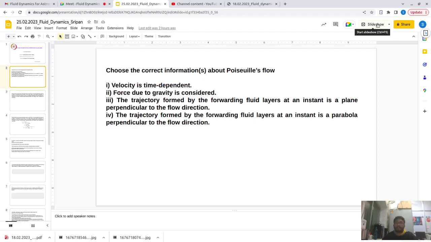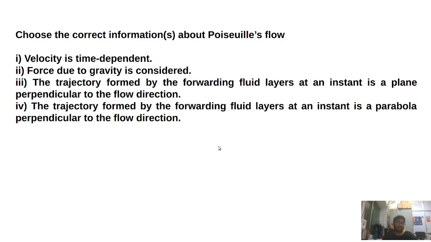This is the first question: choose the correct informations about Poiseuille's flow. Velocity is time dependent. Force due to gravity is considered. The trajectory formed by the forwarding fluid layers at an instant is a plane perpendicular to the flow direction. The trajectory formed by the forwarding fluid layers at an instant is a parabola perpendicular to the fluid direction. So, Sumit, can you tell me which are the correct options regarding Poiseuille flow?